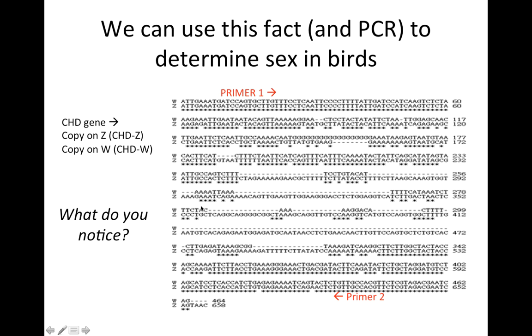So the way that we can use PCR and the fact that we have this W and Z difference to figure out sex in birds is as follows. Okay, so what we're going to do is get a pair of PCR primers, one to this conserved region. So we'll use the sequence ATC, CCAG, TG, a sequence complementary to here on the W, and then a sequence complementary to this conserved region on the other side.